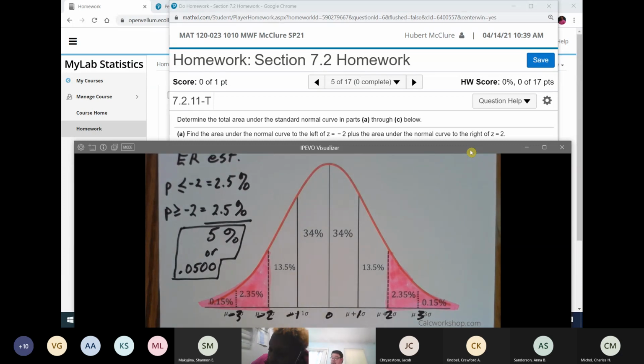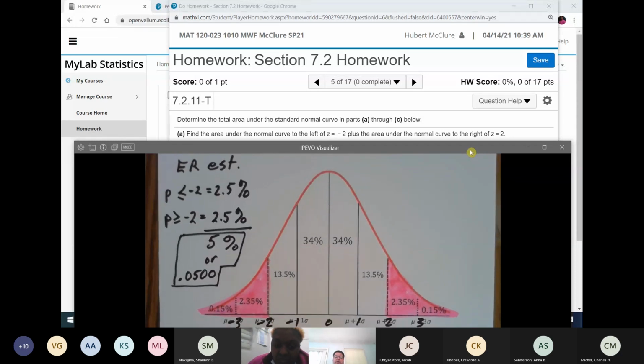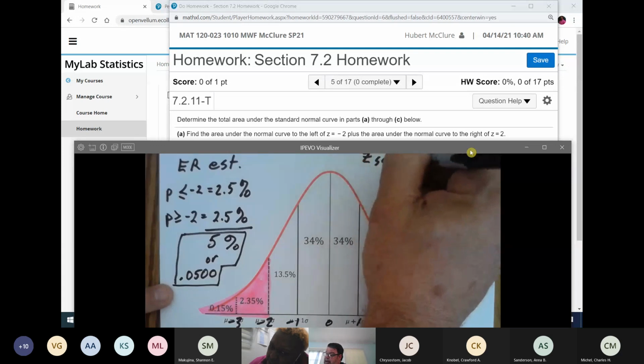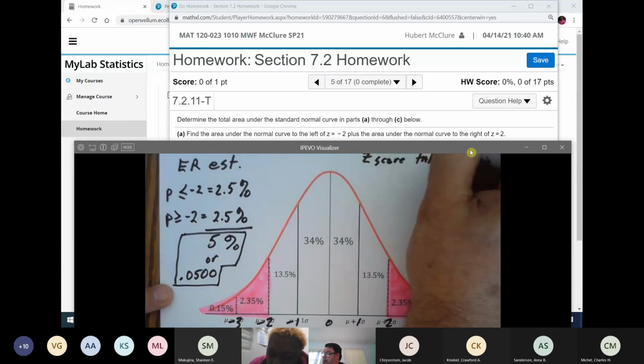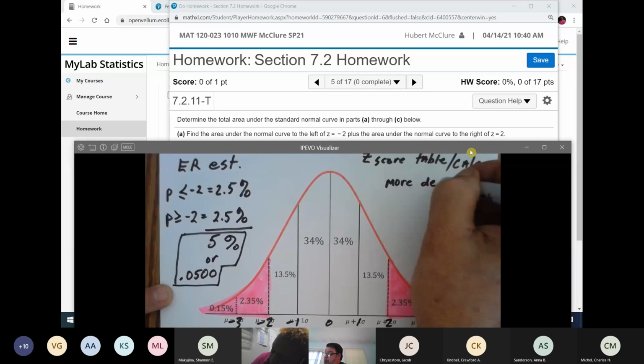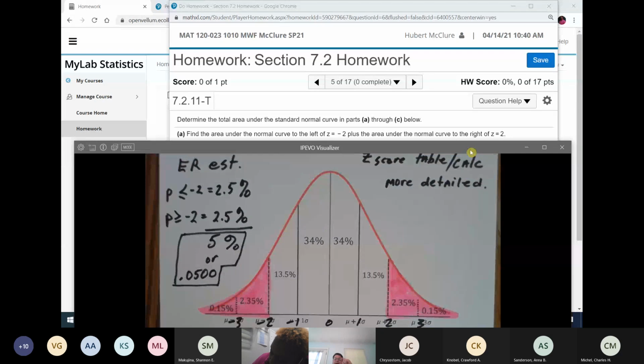And everybody should see that. What's 2.35 and 0.15? That's 2.5. So 2.5 below, 2.5 above, that's 5% or 0.0500. Now, the z-score is more detailed, okay? The z-score by the table or by the calculator is more detailed. So it's going to be more accurate than the empirical rule, more accurate.